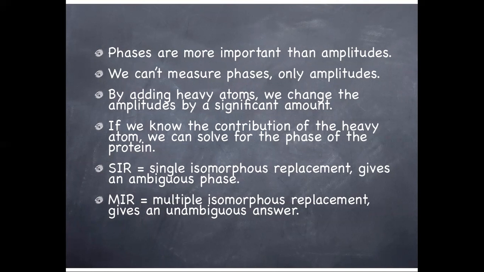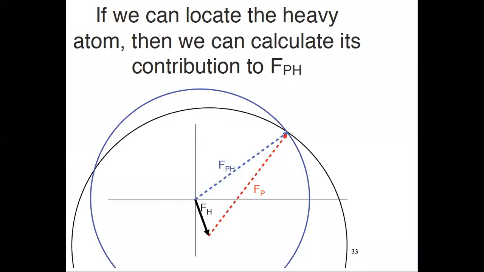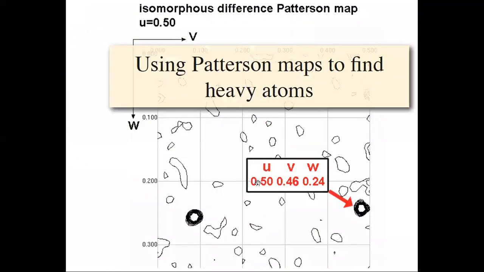Single isomorphous replacement gives ambiguous phases, so multiple replacements give different results. We have to see if we can locate the heavy atom, then we can calculate its contribution. From this we can calculate the F of PH. Similarly, using a Patterson map to find the heavy atom, we can calculate the isomorphous difference value from this. So this is u equal to 0.5, v equal to 0.46, w equal to 0.24. This area should show changes in the Patterson map to find the heavy atom.